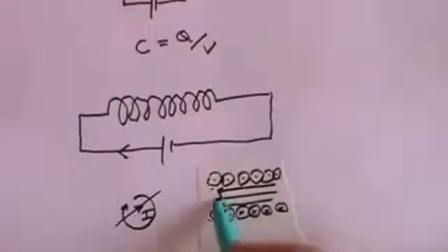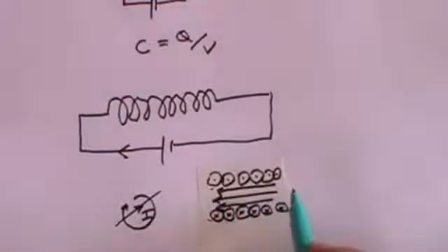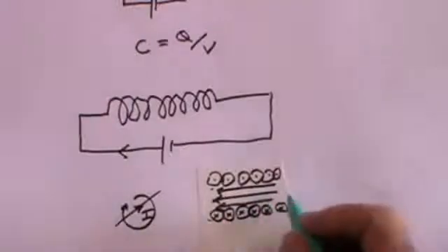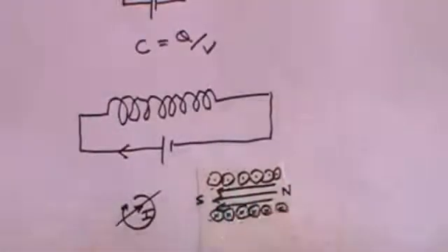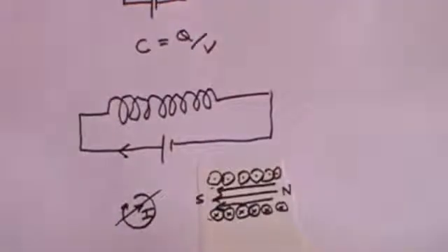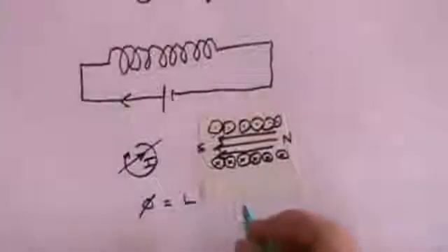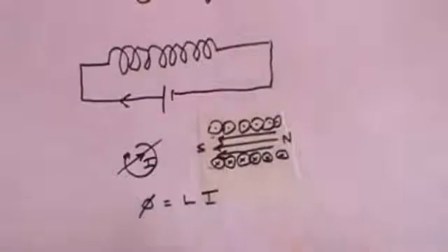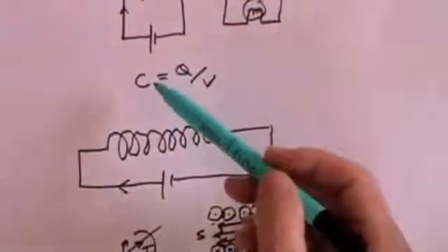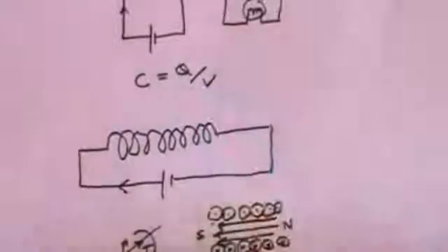Consequently, within the centre of the solenoid, you've got a magnetic field going from one side to the other. So that could be north that side and south that side. You create a magnetic field within the solenoid. And the flux associated with that field, phi, is L, the size of the inductance, times the current flowing through the wire. L is the measure of an inductor, and is measured in henries. C is the measure of a capacitor and is measured in farads.